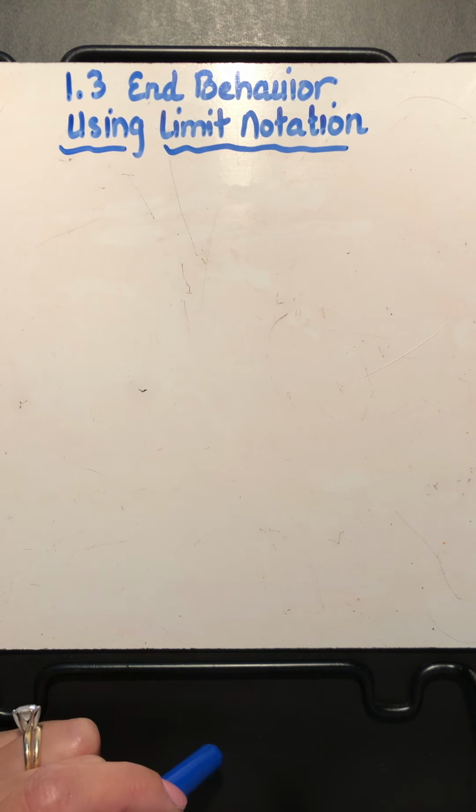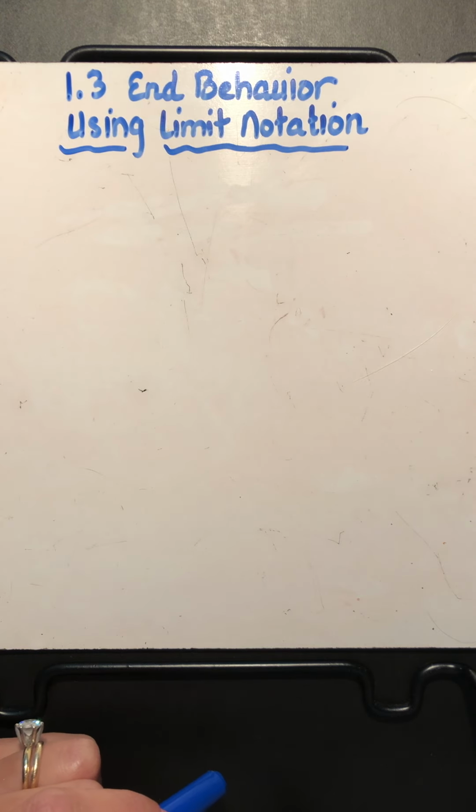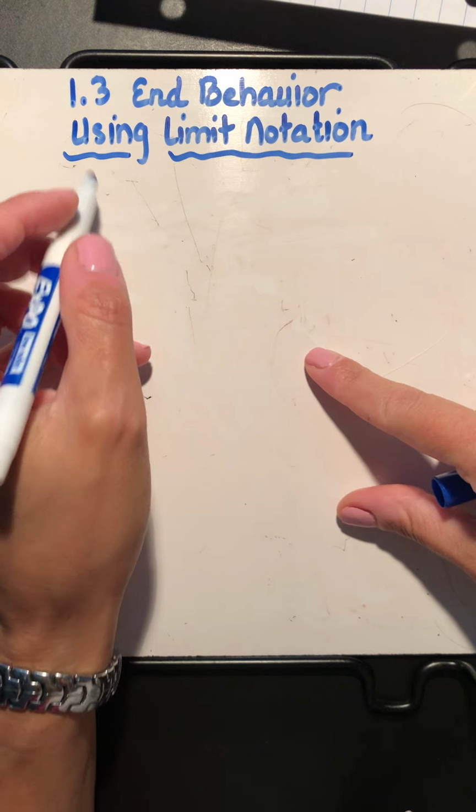Secondly, the function has to clearly approach a fixed value. It has to be clearly heading towards some specific number, or it has to be clearly heading towards infinity or negative infinity. So let's do some concrete examples to help you understand. And I'm going to use the limit notation.